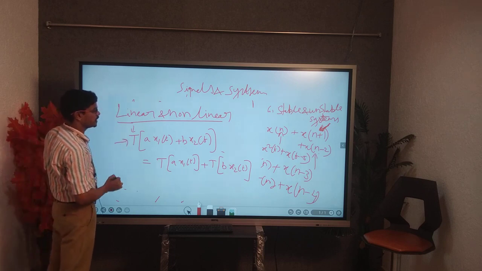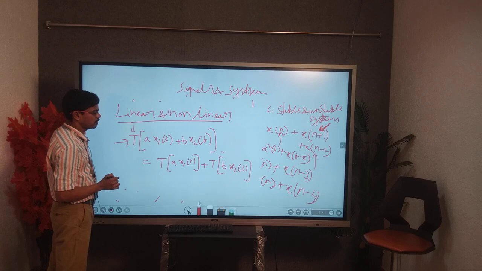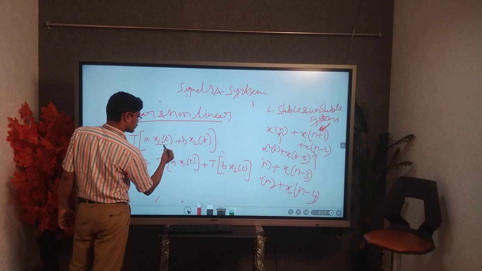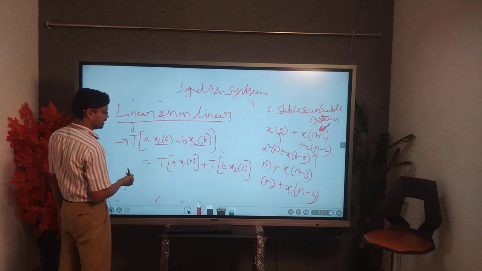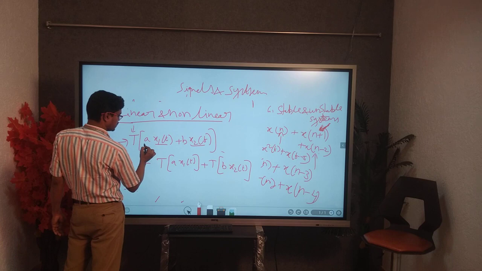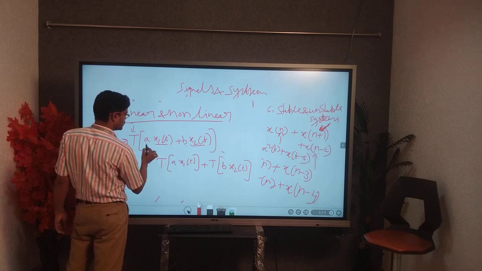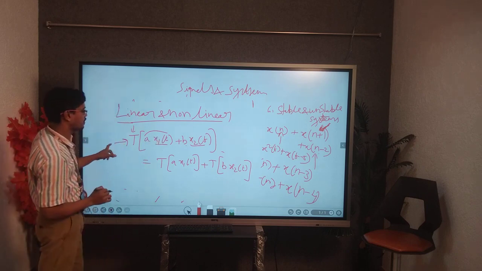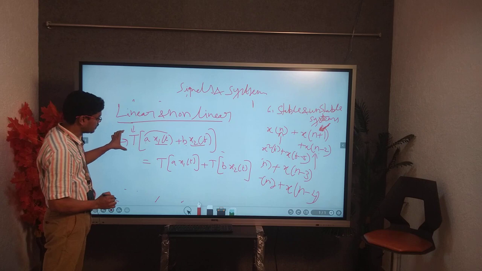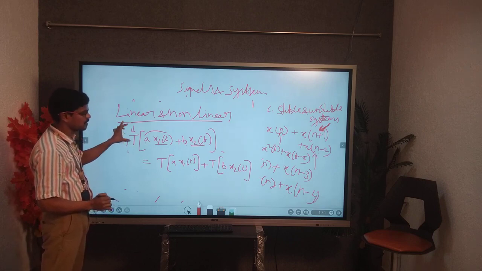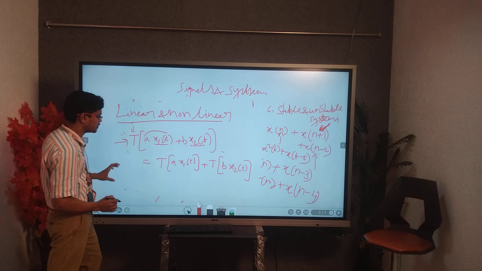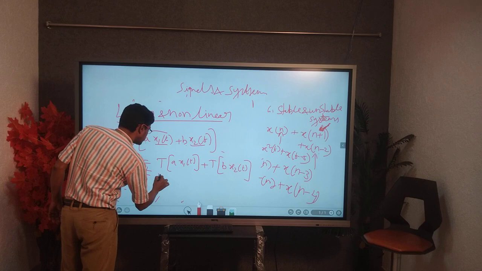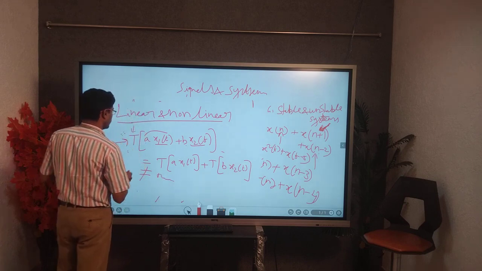The superposition principle combines linearity and homogeneity. The summation x1 of t plus x2 of t is the linearity condition, and the multiplication by the constants a and b is the homogeneity. If a system satisfies this condition, then it is called a linear system. Otherwise, if this condition is not satisfied, then the system is a non-linear system.